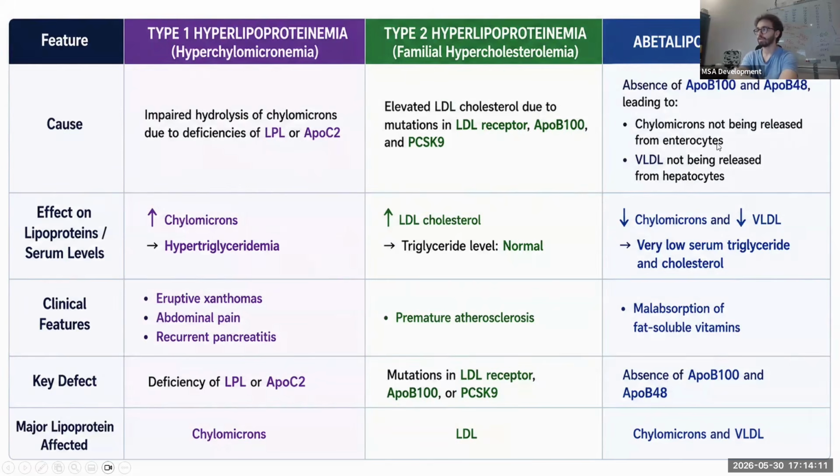So chylomicrons won't be able to be released from the enterocytes, and VLDL will not be able to be released from the hepatocytes. What will this lead to? Very low serum triglyceride and cholesterol. Because, guys, do you remember the functions of VLDL or chylomicrons? It's to take the triglycerides after being released in the intestines and distribute them to the tissues.